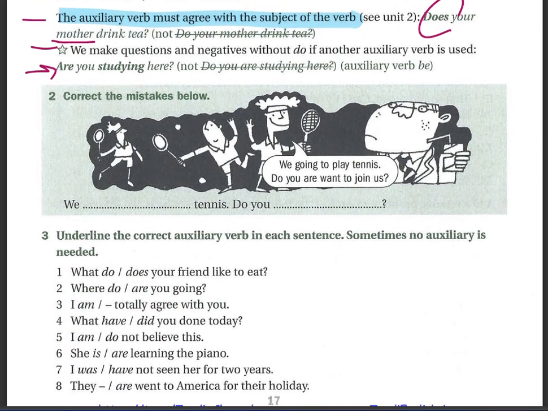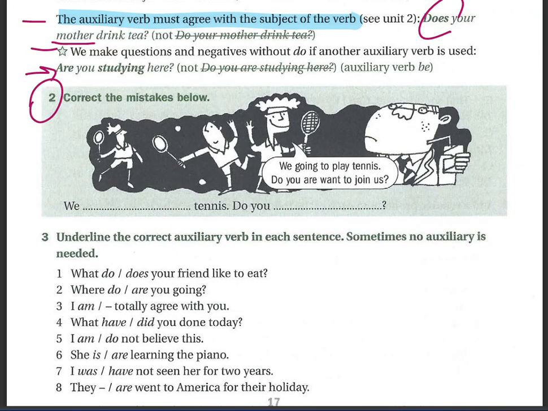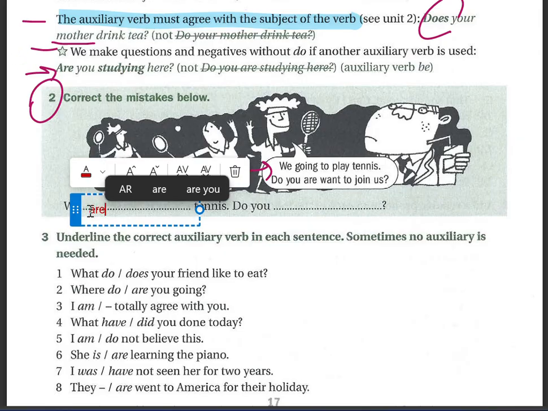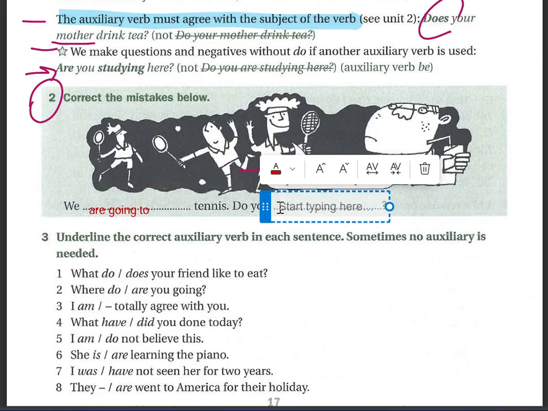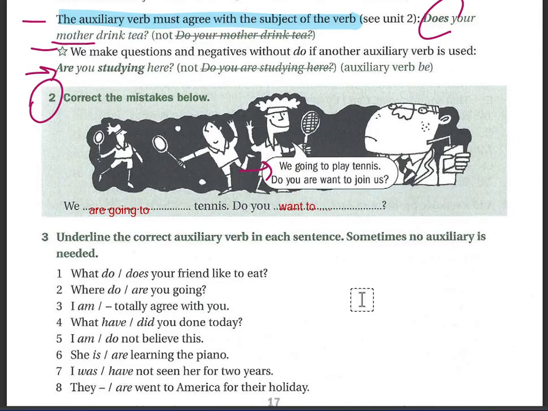Great. Now let's do the exercises. Look at here. Correct the mistakes below. We're going to play tennis. Do you all want to join us? What do you think? Very good. We are going to. We are going, the to be verb. Do you want to? Yes. Do you want to join us?